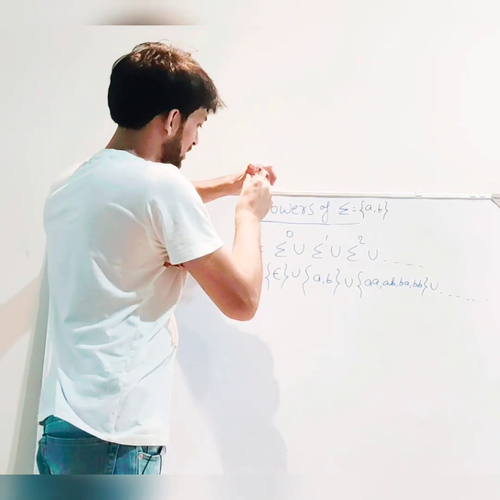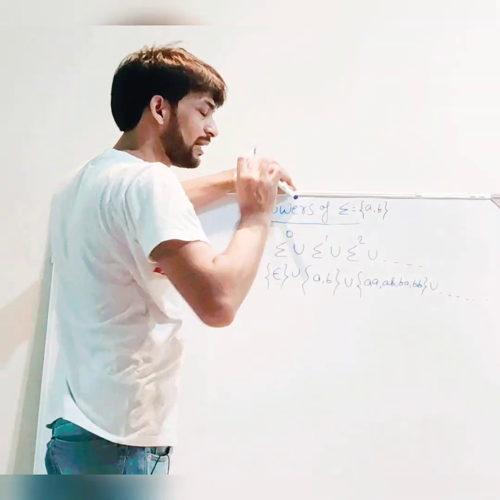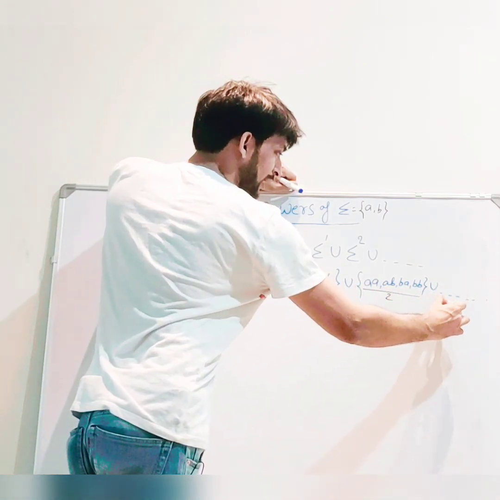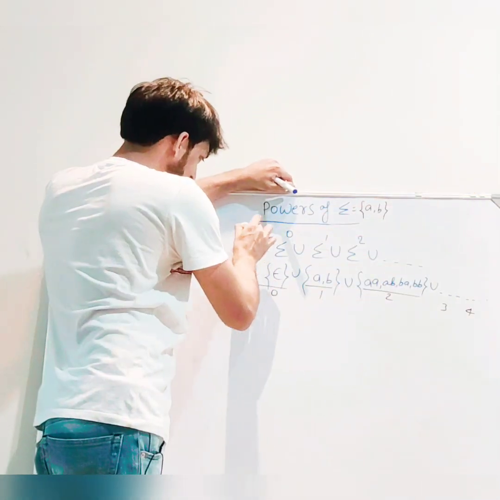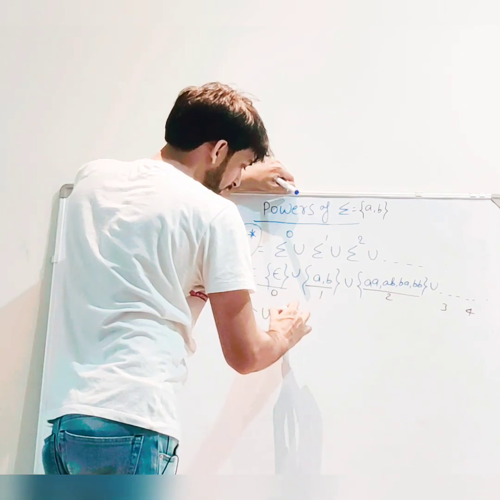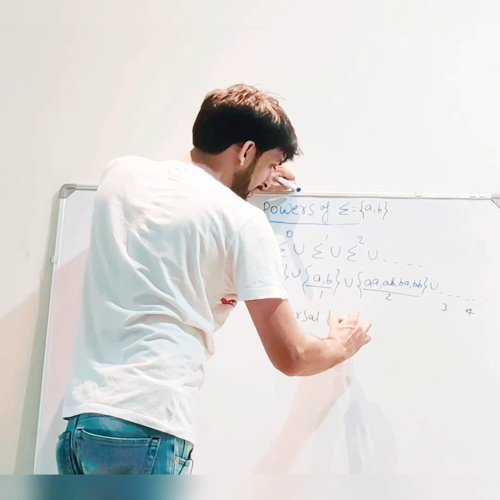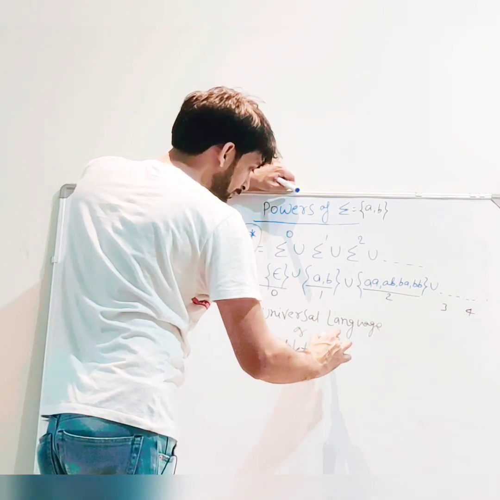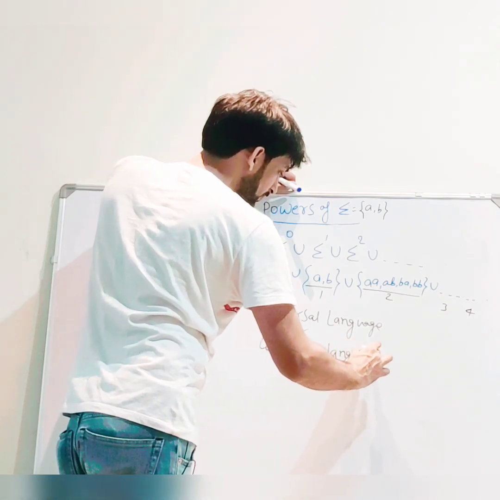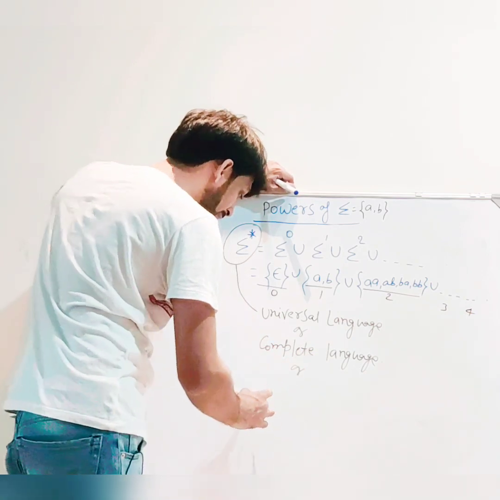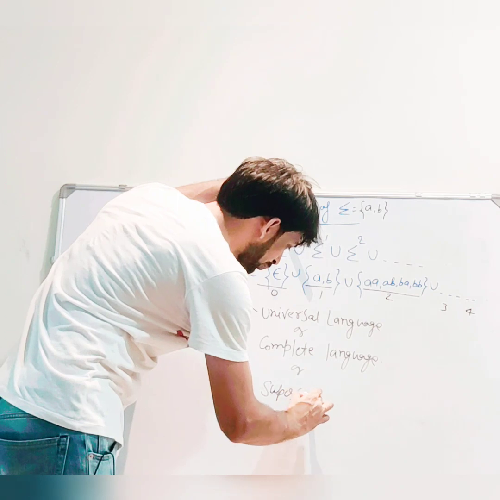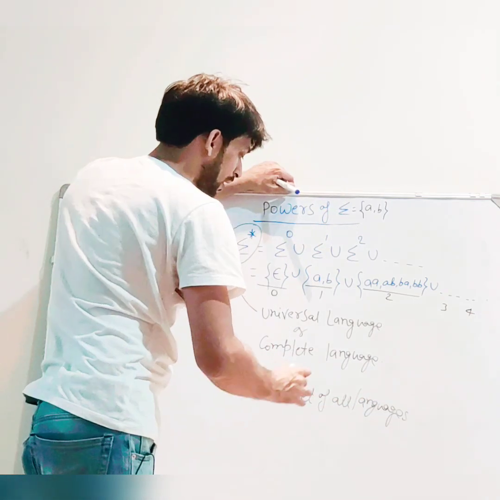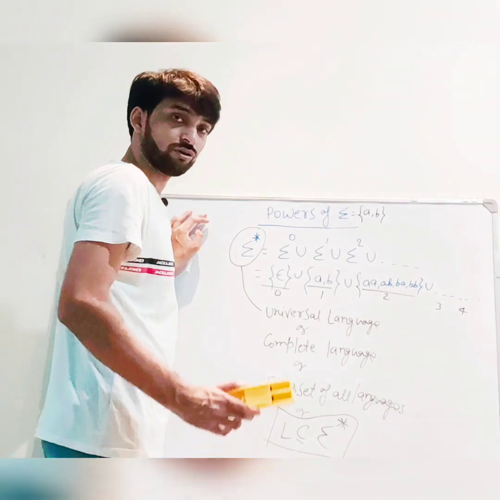So this sigma star contains everything. Which means, see, 0 length strings, 1 length strings, 2 length strings, 3 length strings, 4 length strings, and so on. So this sigma star is called the universal language, or complete language. Or it is also called the superset of all languages, or every language is a subset of it.